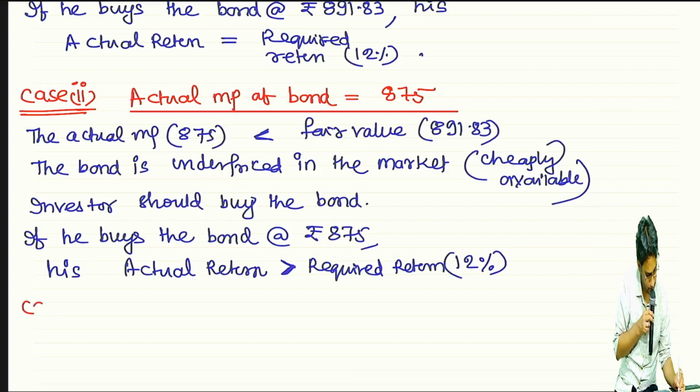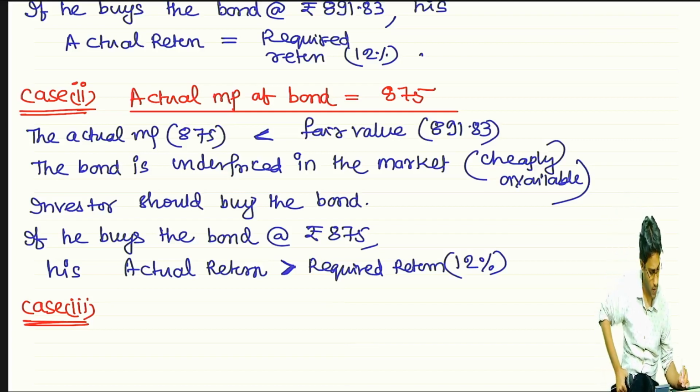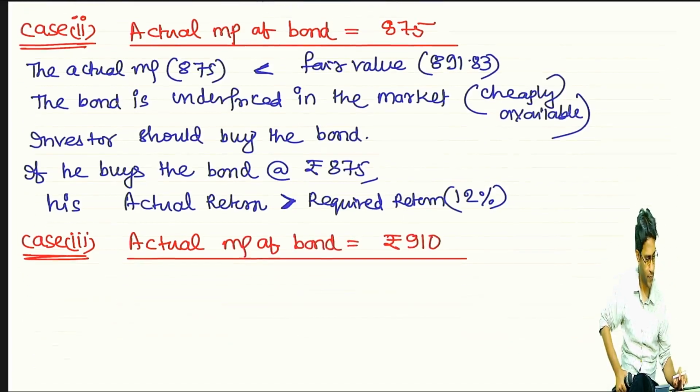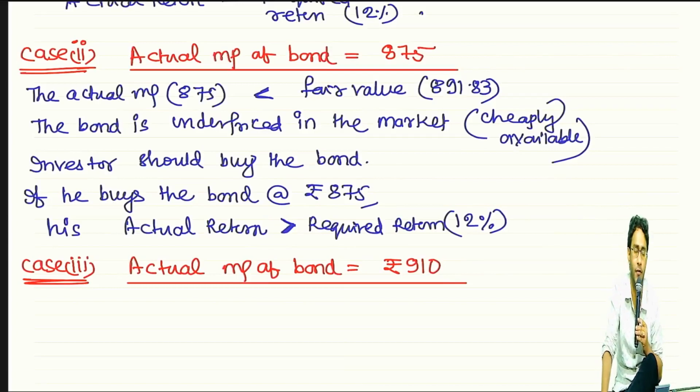Case 3. I am willing to pay 891.83, sir, if I want to earn my desired return of 12%. But imagine market price is 910. If market price is 910, I feel that the bond is overpriced. I should not buy the bond.